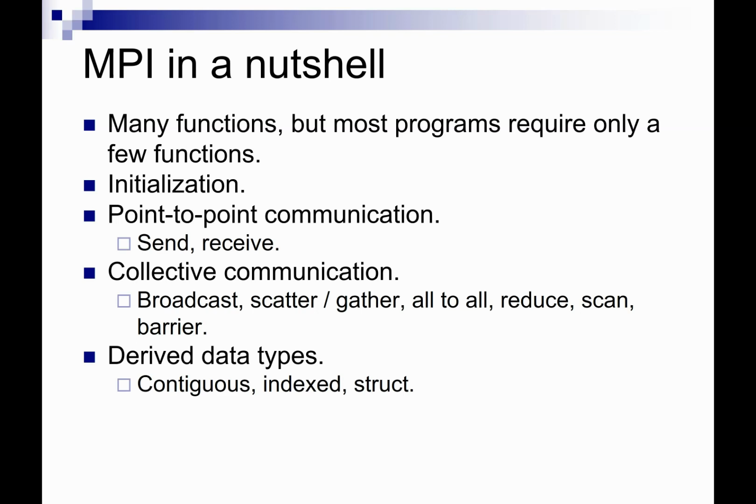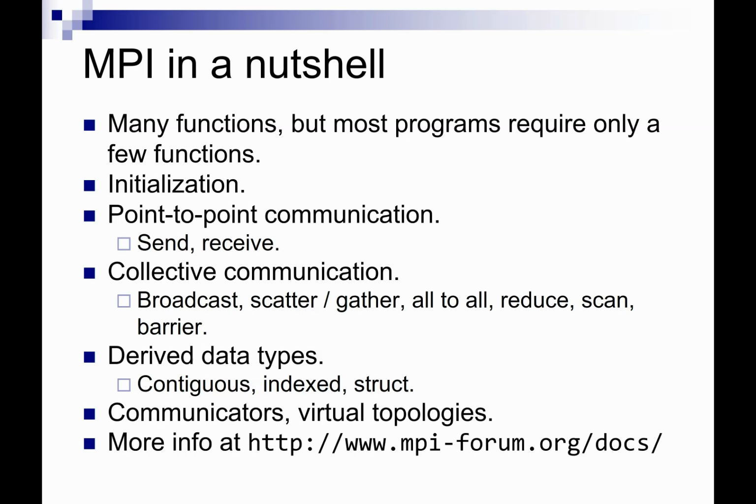You have ways of creating new data types, called derived data types, so you have things like contiguous or indexed or struct or vector and other data types. And then you have ways of creating and structuring communicators and also defining virtual topologies. We're not going to go through all of these functions. I'll show you examples of each type of function, but we're not going to go through all of them because there are many of them. If you want a very complete look, you can look at the documentation for MPI, for example, at this URL.